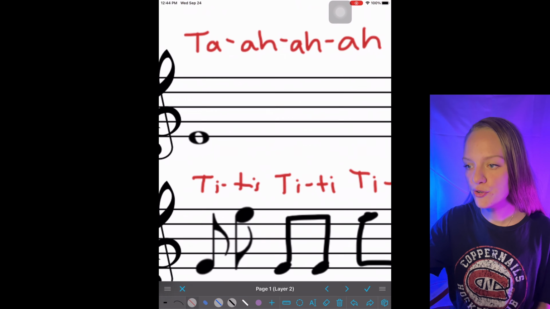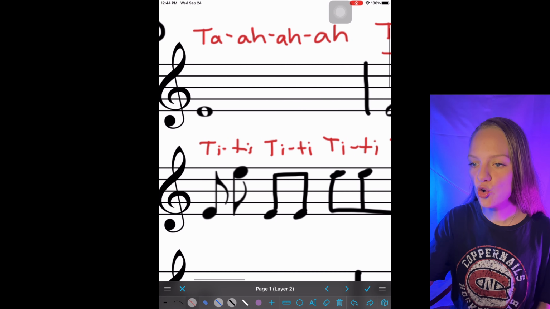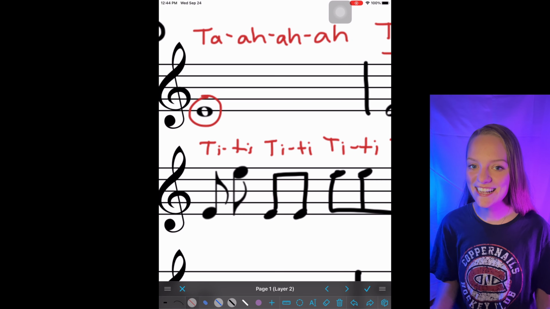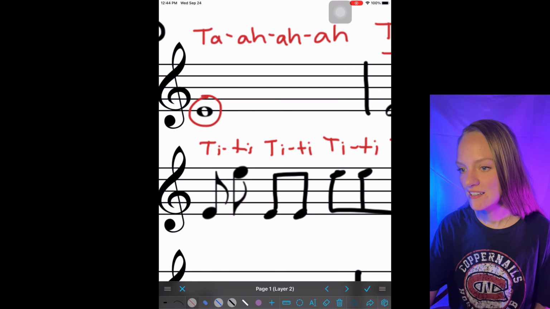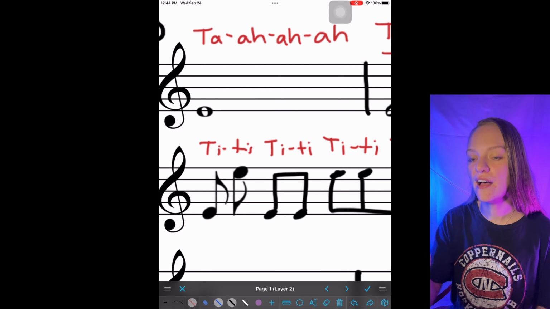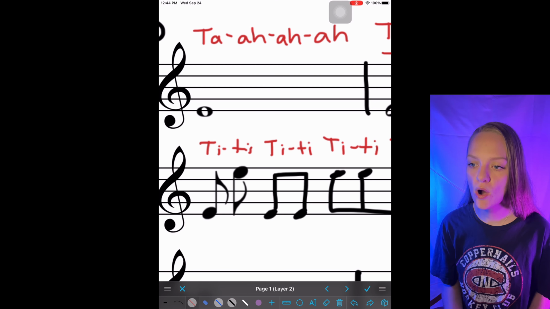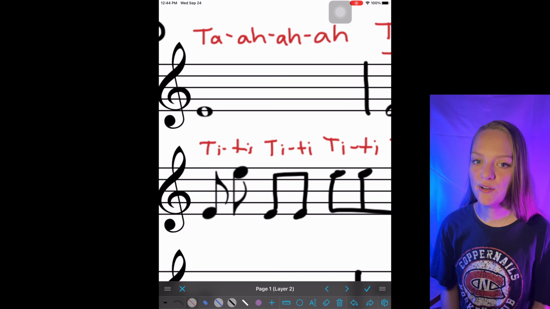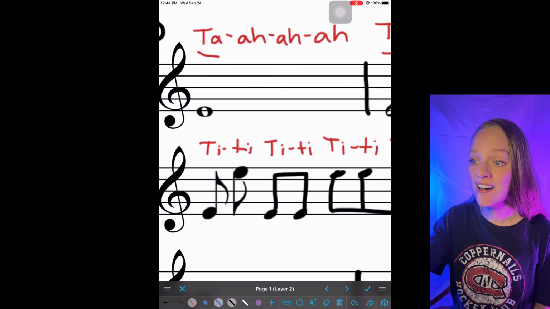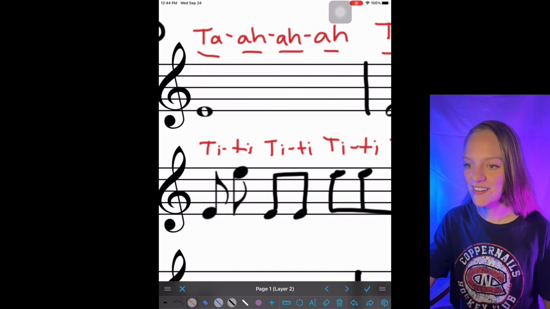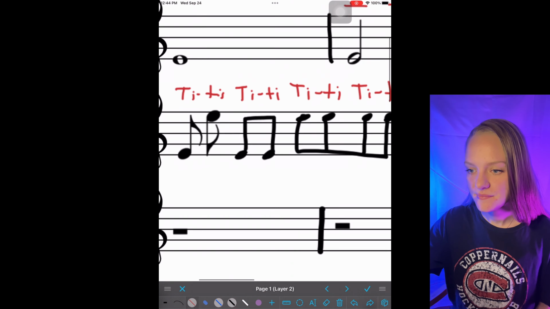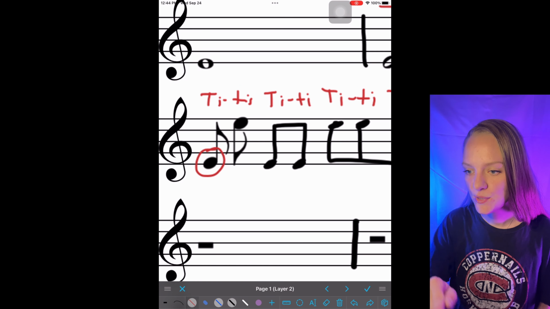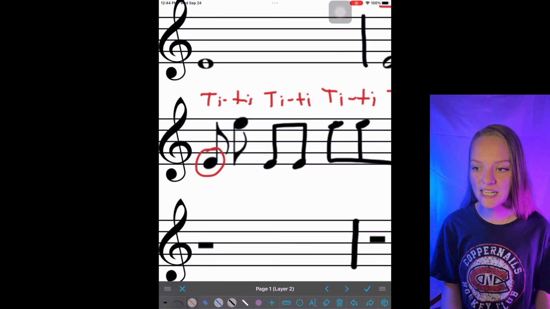And then you have a whole note. And a whole note is a note head that is not colored in with no stems, no flags. A whole note is held out over the duration of 4 beats. So you'd count out a whole note like ta, okay?